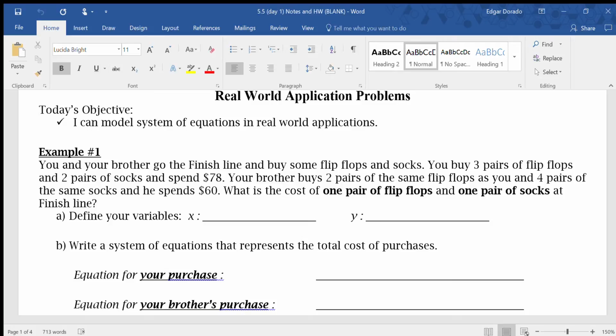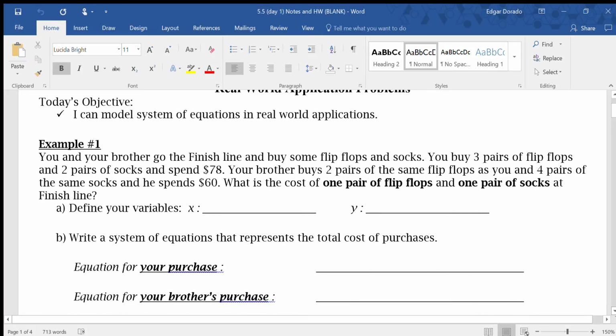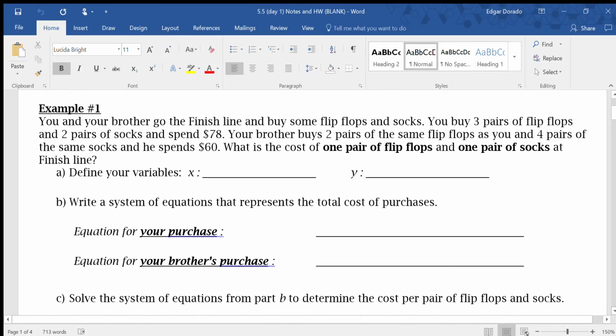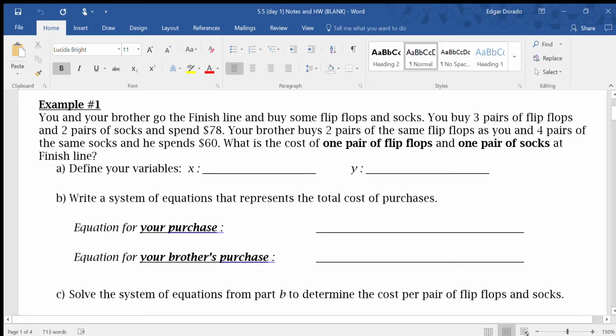But let's go ahead and start practicing a little bit here, and we can apply some of the stuff that we've been learning. So let's take a quick look at example number 1. Let's read it and see what's being asked. It says, you and your brother go to Finish Line and buy some flip-flops and socks. You buy 3 pairs of flip-flops and 2 pairs of socks and spend $78. Your brother buys 2 pairs of the same flip-flops as you and 4 pairs of the same socks, and he spends $60. What is the cost of 1 pair of flip-flops and 1 pair of socks at Finish Line?